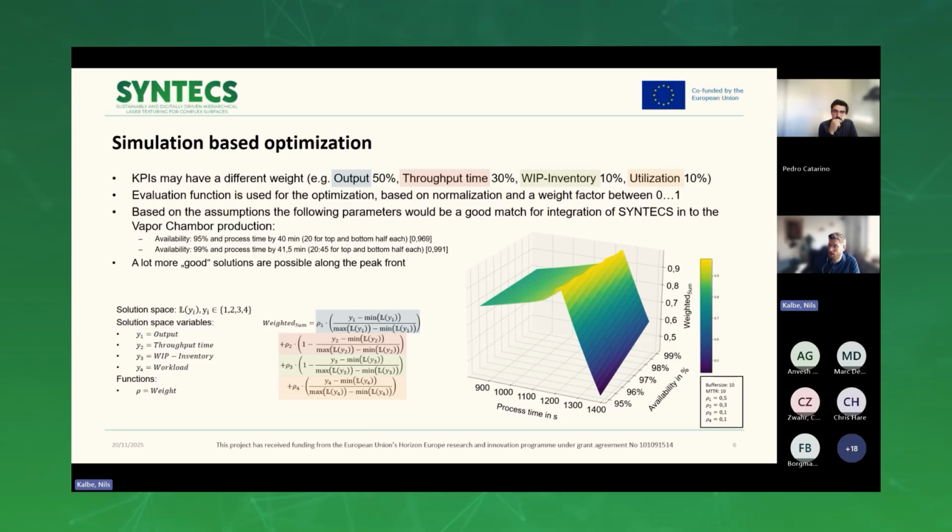Even though the buffers are getting full, our overall parameter set is not that good then, at the process time of about 20 minutes per part or per half, or 40 minutes for the whole vapor chamber. So just a quick introduction into that.